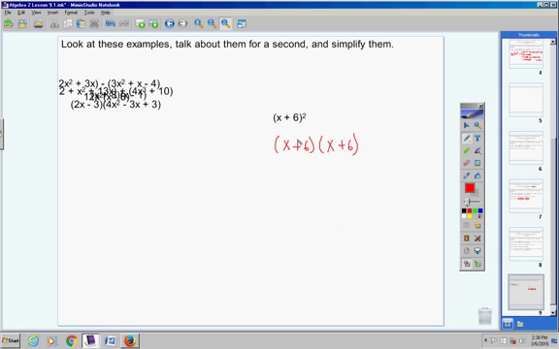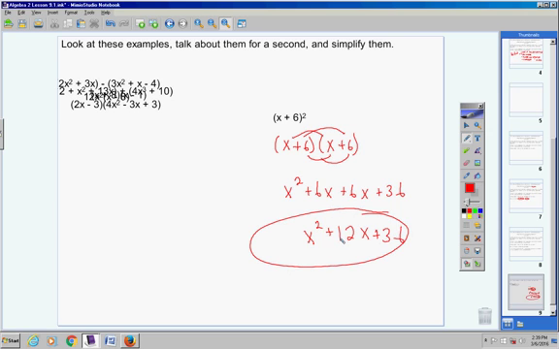Take your x and multiply it through. X times x, x squared. X times 6, 6x. Now take your 6 and multiply it through. 6 times x, 6x. 6 times 6, 36. I took the 6 and I multiplied it through. Now, I have 2 like terms here. Positive 6 is positive 12x. Bring down your x squared. Bring down your 36. And look at that, we're finished.